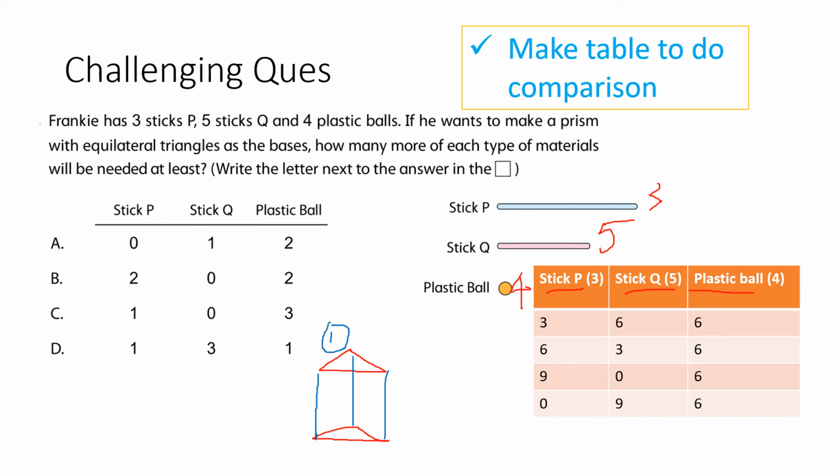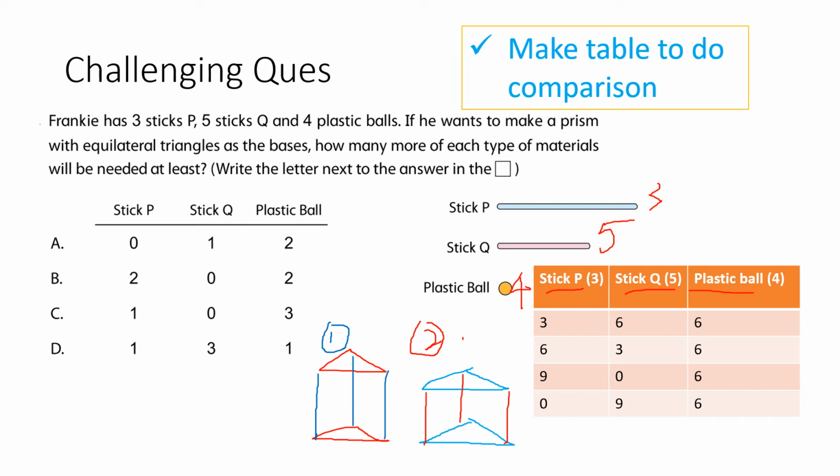And then for case 2, if the bases, the triangles, make use of stick P, the longer one, so my triangular prism will be like this. And then the 3 vertical ones should be shorter. Let me draw a shorter one, so for Q, like this. This is case 2. And again, I need 6 plastic balls.